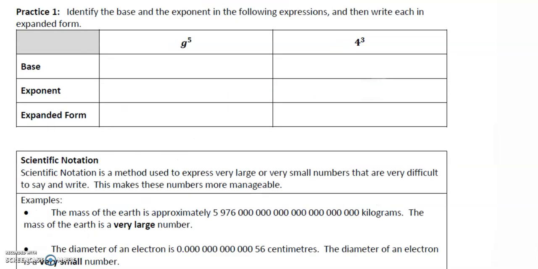So practice number 1. Identify the base and the exponent of the following expressions, then write each in expanded form. So g to the 5, the base is g, the exponent is 5. In expanded form, we're going to write g multiplied by itself 5 times. So 1, 2, 3, 4, 5. Now we have 4 to the 3. The base is 4, the exponent is 3, and the expanded form is 4 times 4 times 4.